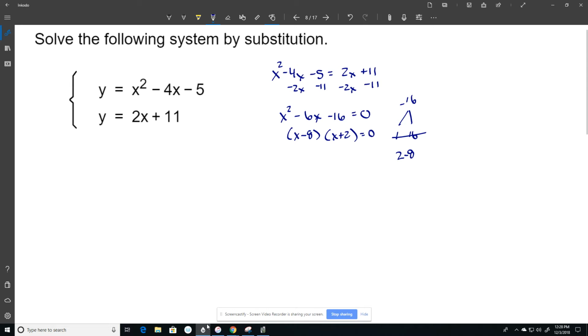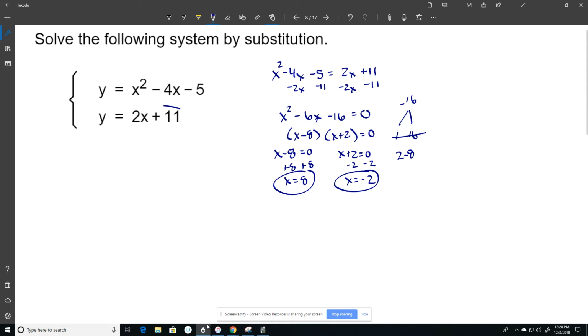So those equal 0. Our next step was to set our parentheses equal to 0. So x minus 8 equals 0. When I add 8 to both sides, x equals 8. x plus 2 equals 0. When I subtract 2 from both sides, x equals negative 2. So there's my two x's.